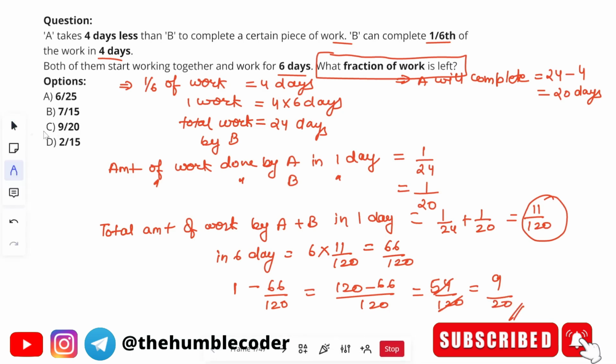Okay, let's see, we have that option. Yes, option C is the correct answer for this question.